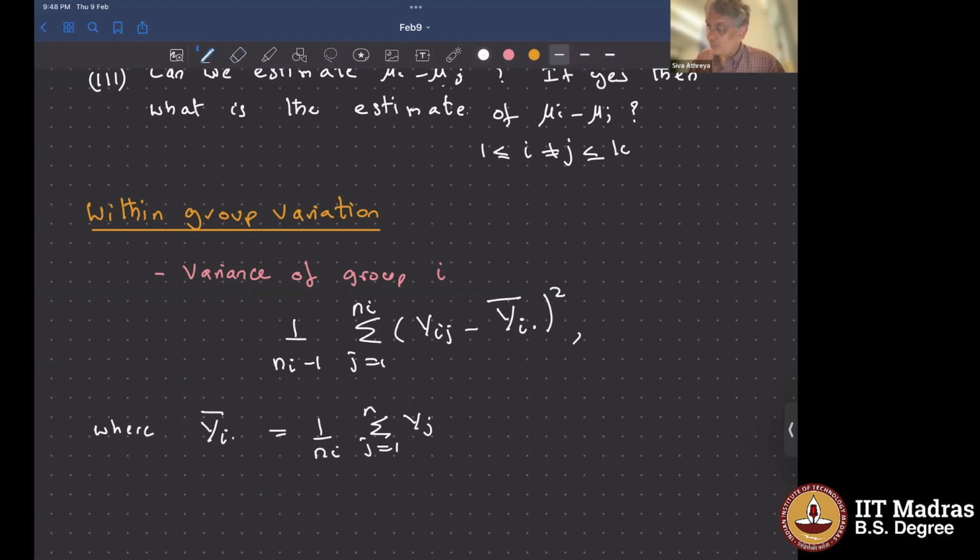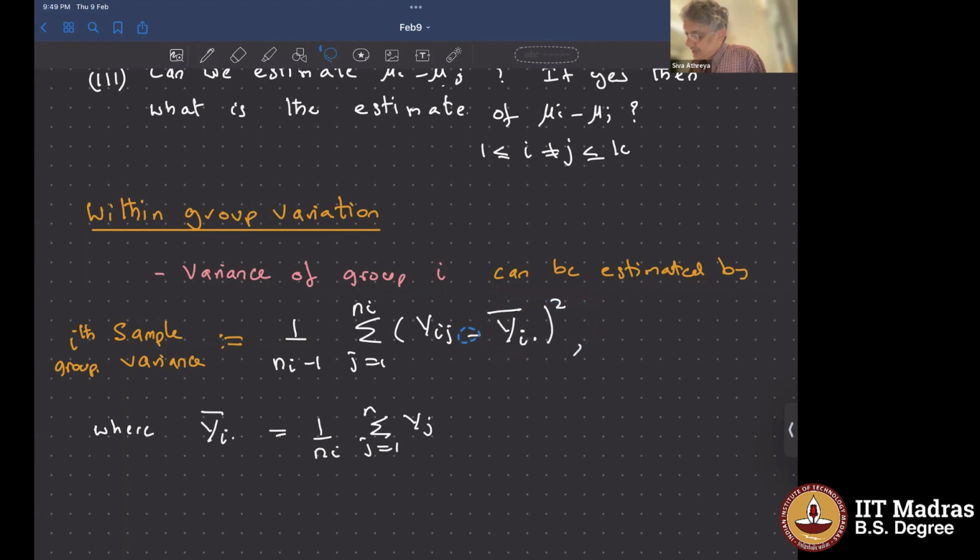So this is well known. The variance of group i we know can be estimated by this, which is called the sample variance. This is the i-th group sample variance. Very good. So that's one way of understanding one estimate of variation in group i. And I don't know if you remember from your earlier classes, this is an unbiased estimate, that its mean is the true variance in group i. It's an unbiased estimate, and it's from population i.